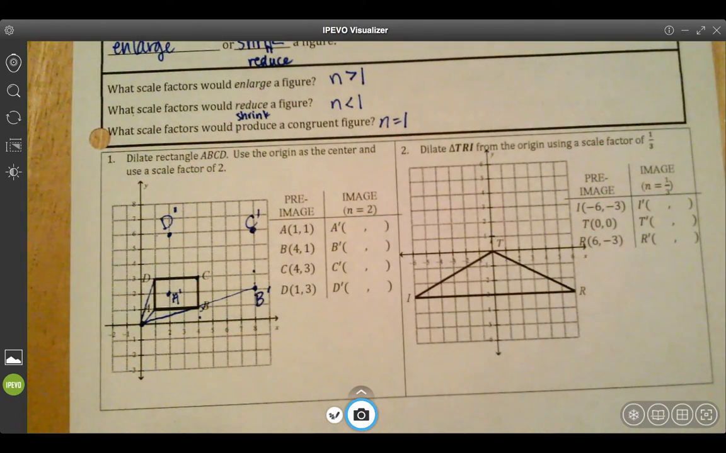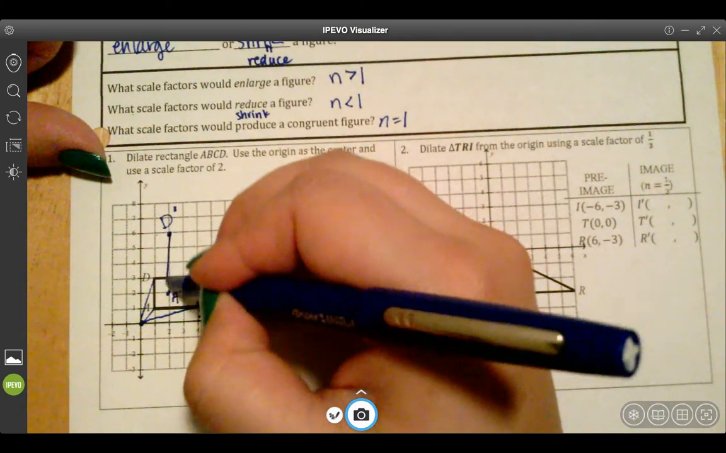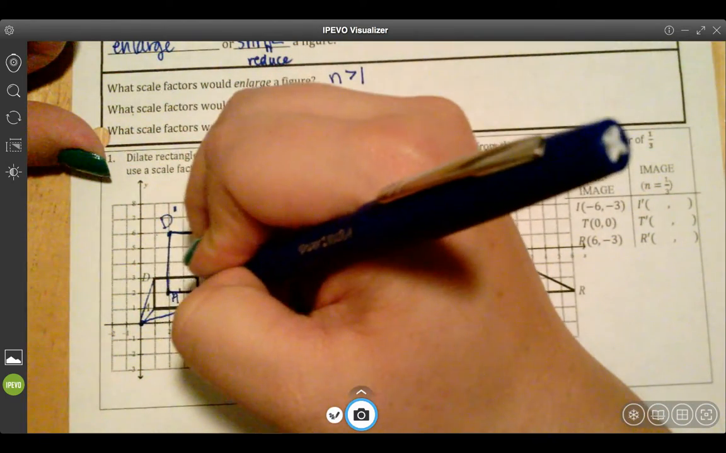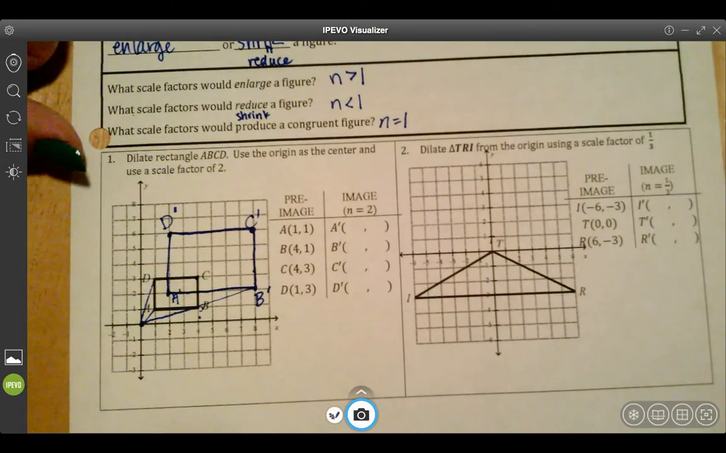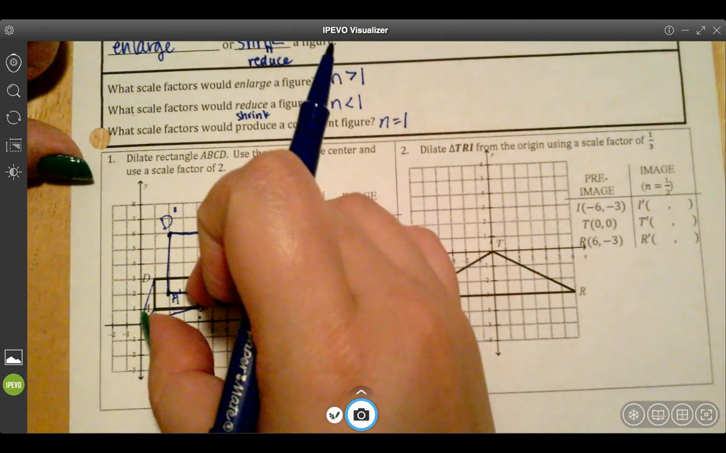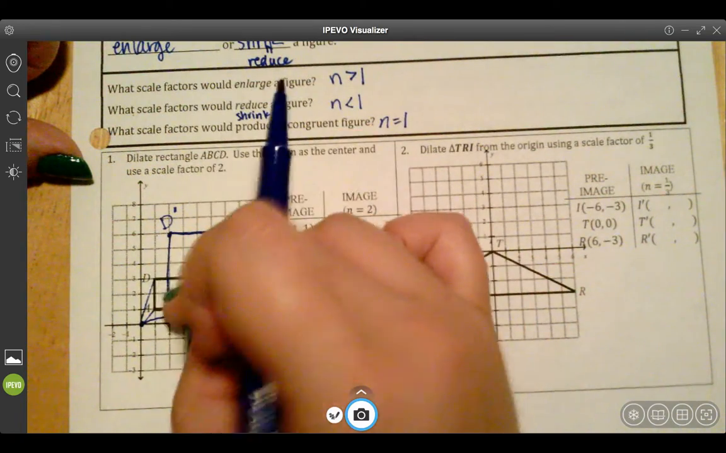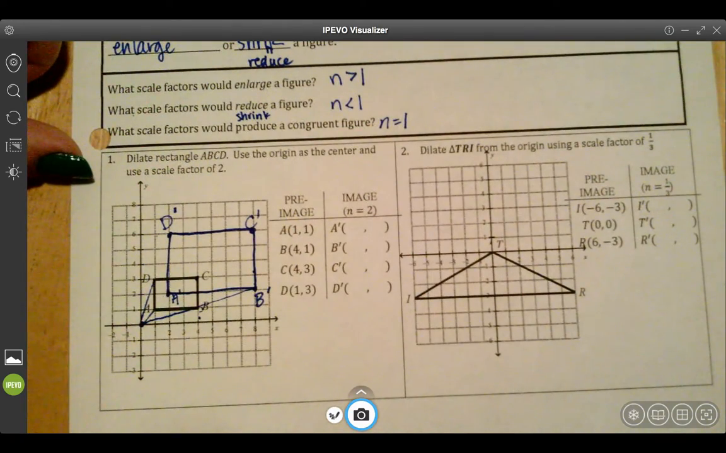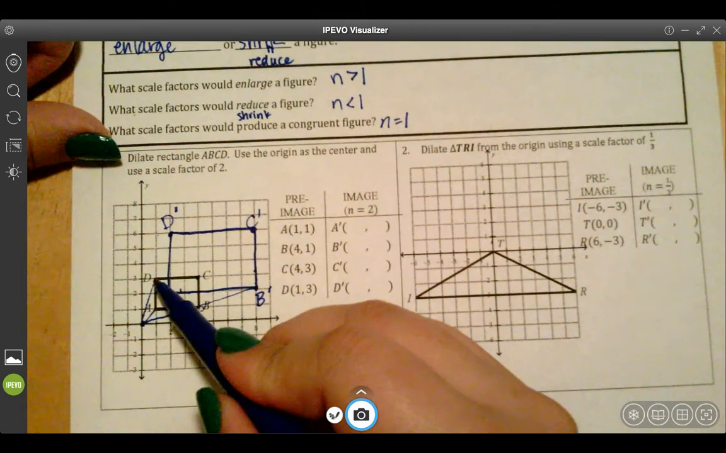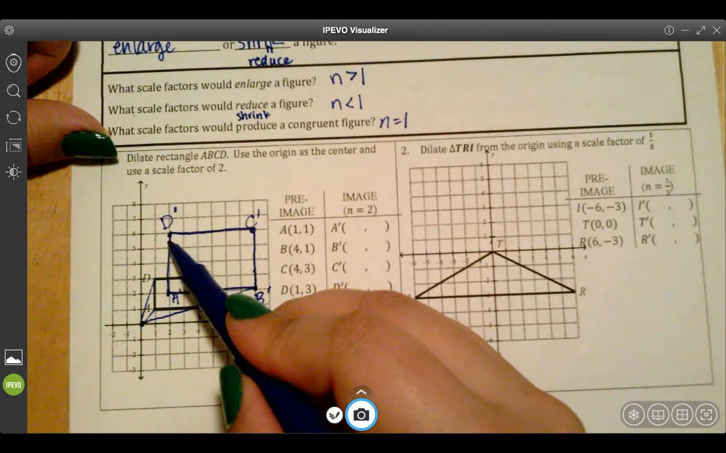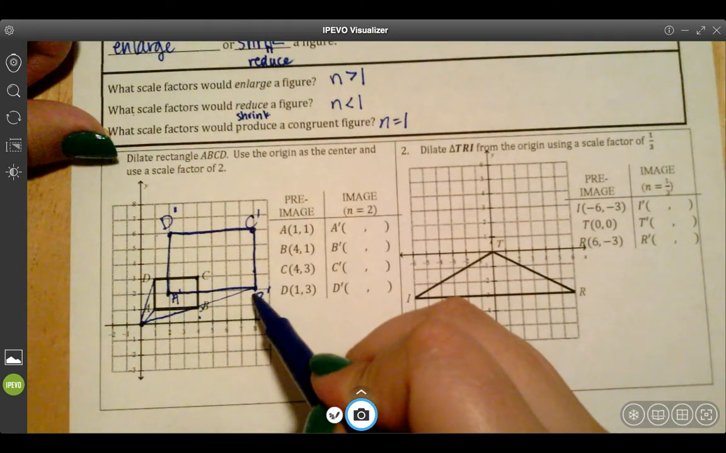Now notice my resulting figure is much larger than my original figure. What really happened is I doubled its size, but I also doubled the distance that it is from the origin. If we look at our original rectangle, it was 2 by 3. Our result is actually 4 by 6.